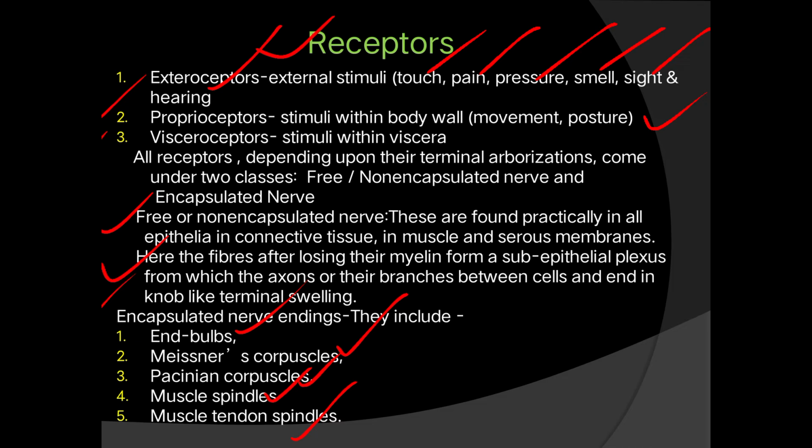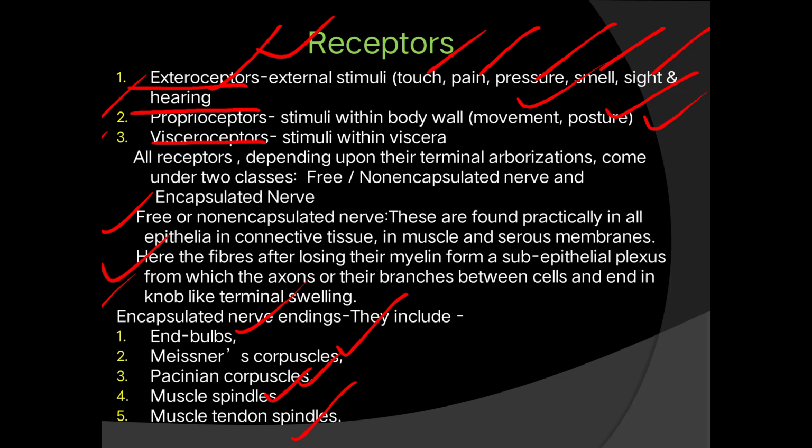So these are the encapsulated nerve endings. What we have seen is that receptors are of three types. Exteroceptors respond to external stimuli like touch, pain, pressure, smell, sight, and hearing. Proprioceptors respond to stimuli within the body, that is, movement and posture. Visceroceptors respond to stimuli within the viscera. And all these receptors, depending upon their terminal arborization, come under two classes.